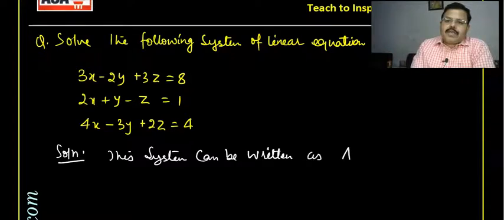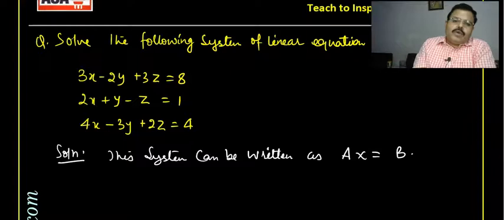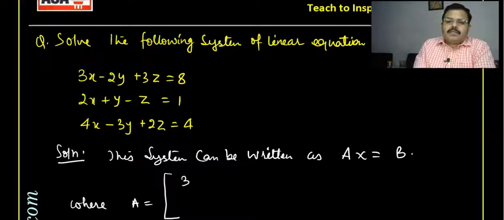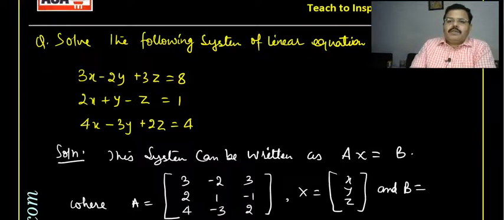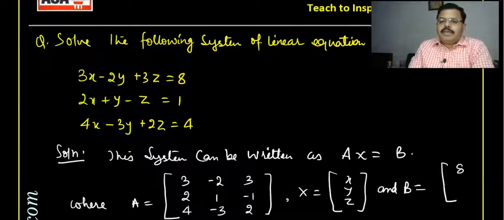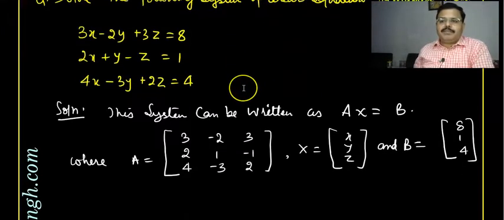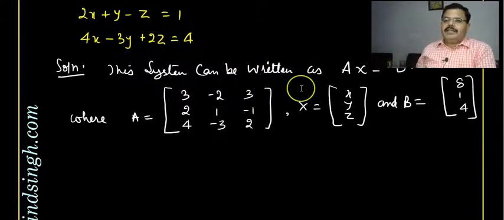So the system can be written as Ax is equal to b, where A is the matrix 3, minus 2, 3; 2, 1, minus 1; 4, minus 3, and 2. So this is A, and x is nothing else but the variables x, y and z, and b is the values in place of d1, d2, d3, that is 8, 1 and 4.